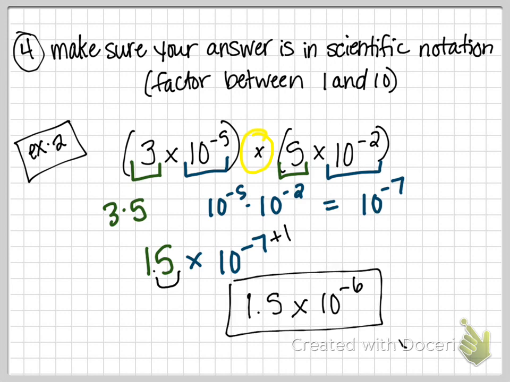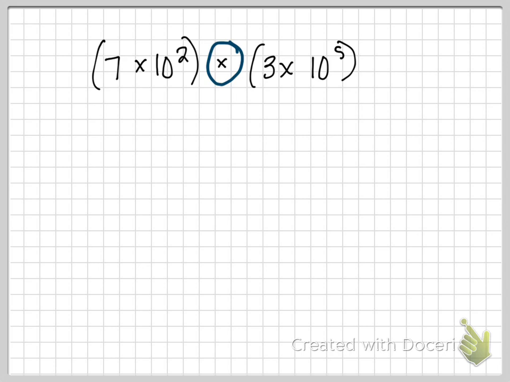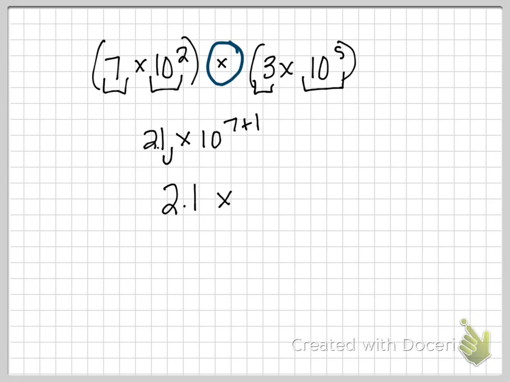All right, Malia, tell me what you did. So you do 7 times 3 and you get 21. Good. And then times 10 to 7. Good, because you added the exponent. So 21 times 10 to the 7th. Good. Then what did you do? Then you have to move the decimal to the left. Good. So you add 1 to the exponent. Perfect. You get 2.1 times 10 to the 8th.